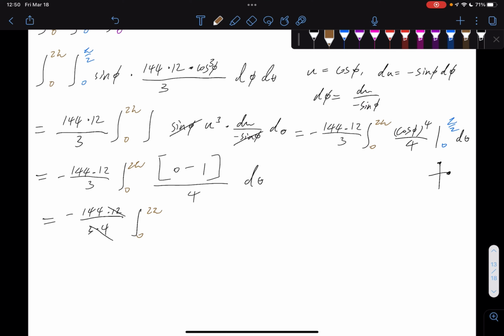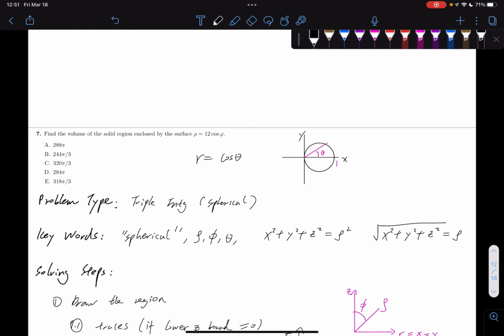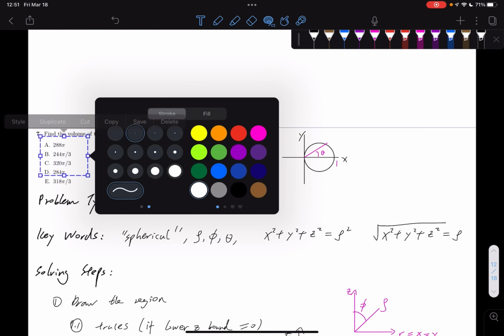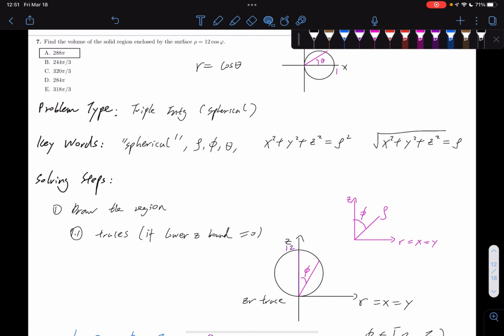That's just negative 1 d theta. That's just negative 144 times negative 2 pi, or 2 pi minus 0, and the signs cancel out, giving us 288 pi, and that is the correct answer, which is alpha. And then that is the end of question number 7.